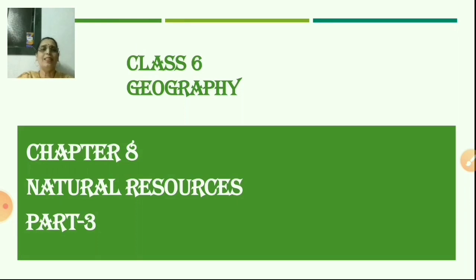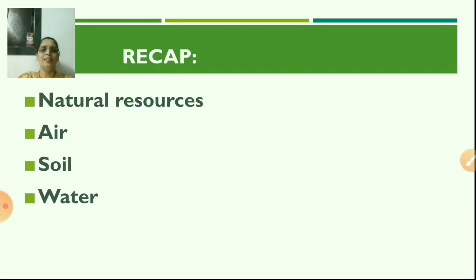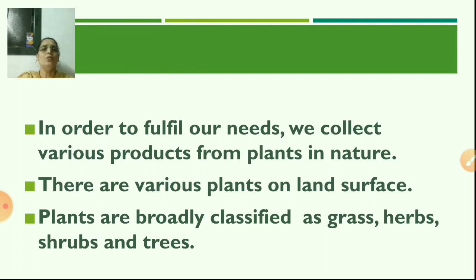Before that, let's take a short recap of what we had learned in our previous session. We had learned natural resources: air, soil, water. In order to fulfill our needs, we collect various products from plants in nature. There are various plants on land surface. Plants are broadly classified as grass, herbs, shrubs, and trees.